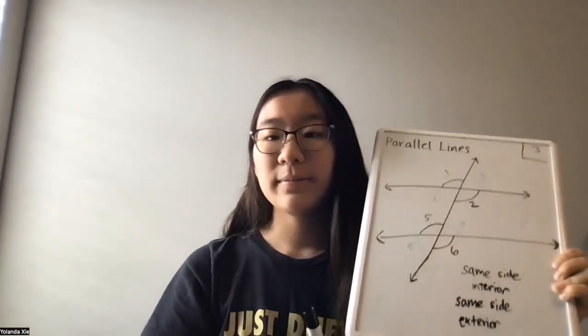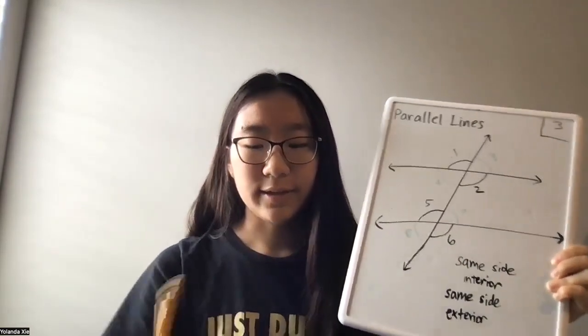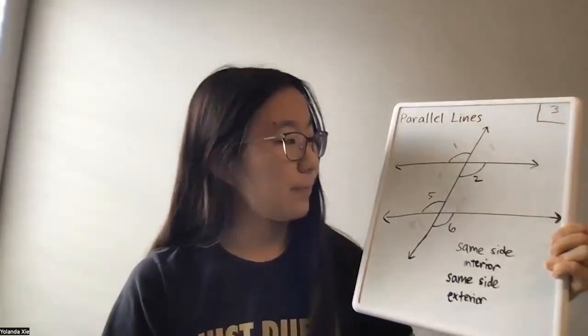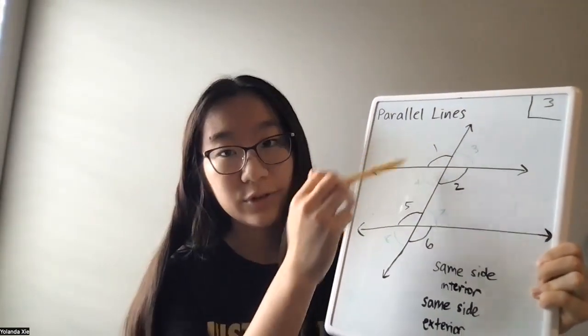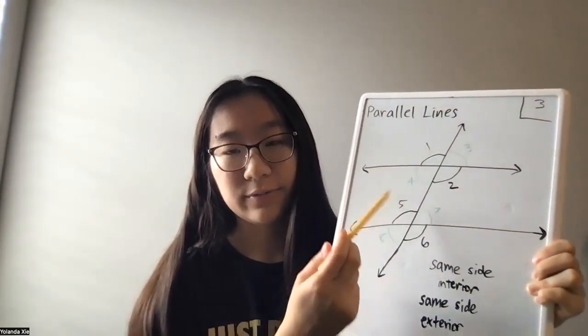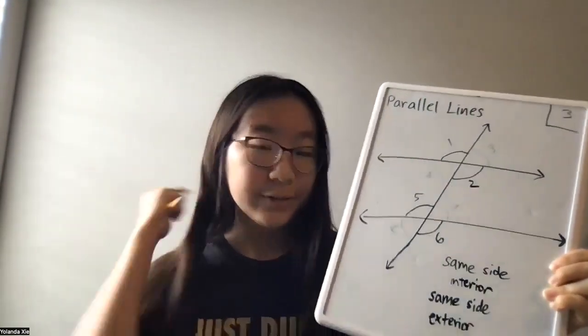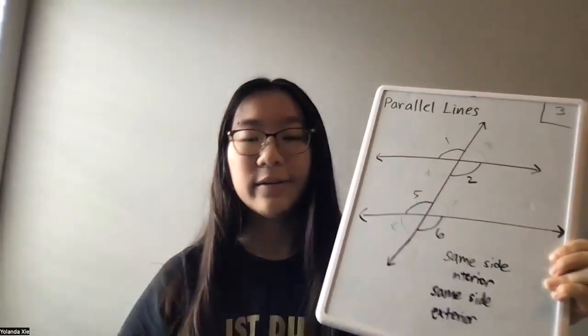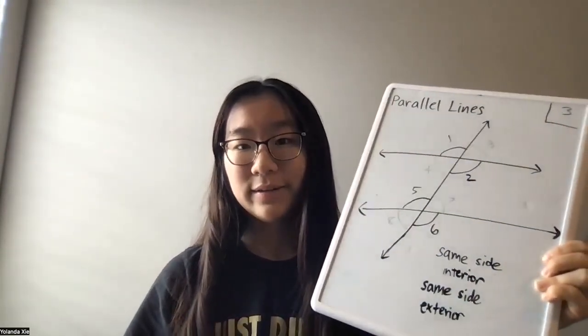Okay, now we have 2 more pairs of angles, but it's a little bit different this time. So we have same side interior and same side exterior. Same side interior means that they're on the same side of the transversal and they're in the interior of the parallel lines. So for instance, angle 4 and angle 5.